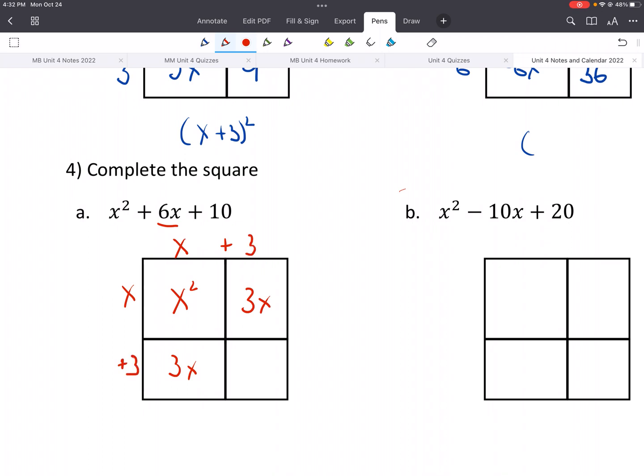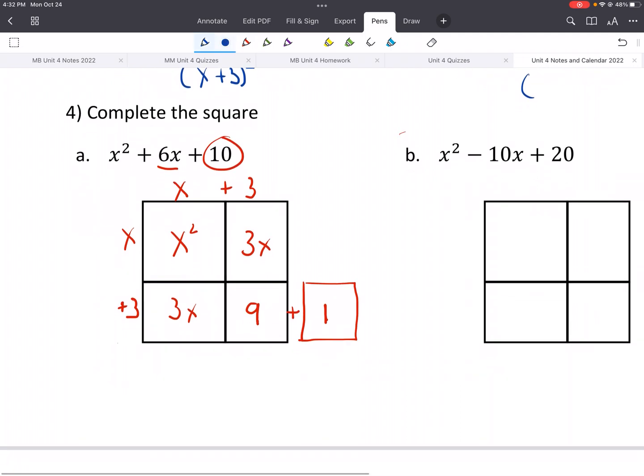Okay. And then here, what does this need to be? Well, this would need to be 9, but it needs to add to 10. So for these problems, we're going to make this extra box, and we need to figure out what we need to add to 9 to give you 10. So this would be plus 1. Okay, so here the box is the binomial squared. That's our x plus 3 squared, and then what's left would be plus 1.